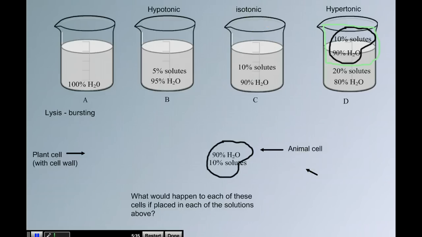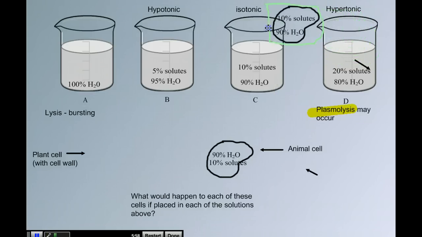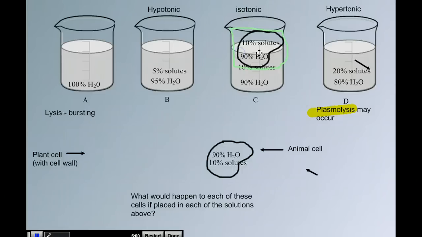Water is going to leave this cell and go out, and what will happen is the cell membrane, this black line, will shrivel up and pull away from the cell wall, but the cell wall really won't change shape too much. That process of the cell membrane shriveling up and pulling away from the cell wall is called plasmolysis. If we take this plant cell and put it into the isotonic solution, again we're going to have water move in and out at the same rate, so we see no net change.